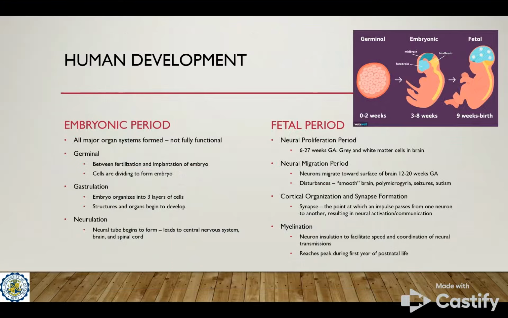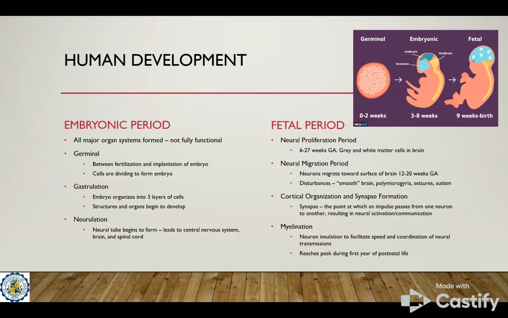Throughout human development, there are several different periods. The first is the embryonic period. This is when all major organ systems are formed, but they're not fully functional yet. So this period is broken up into different stages. The first is germinal. This is the time period between fertilization and implantation of the embryo. And at this time, cells are dividing at an extremely rapid rate to form the embryo, which becomes the fetus.